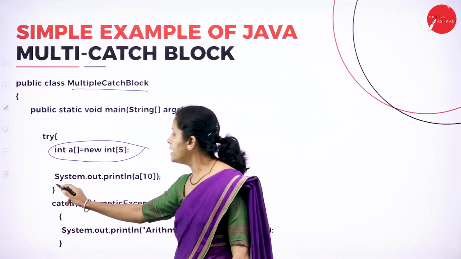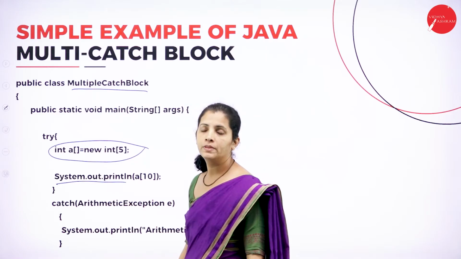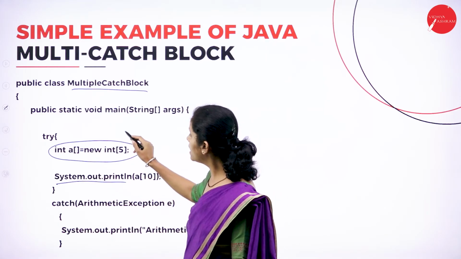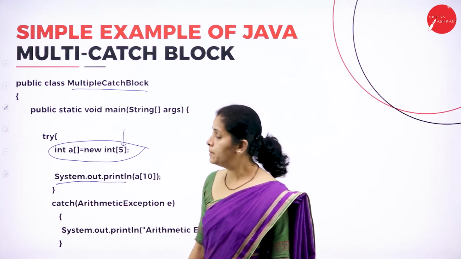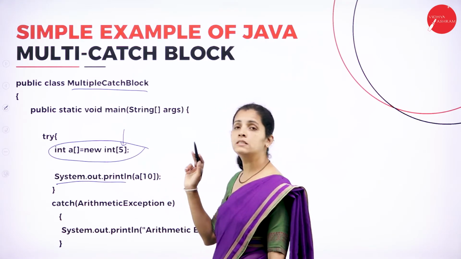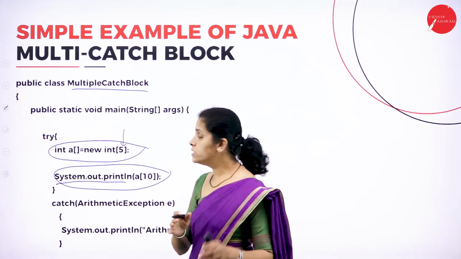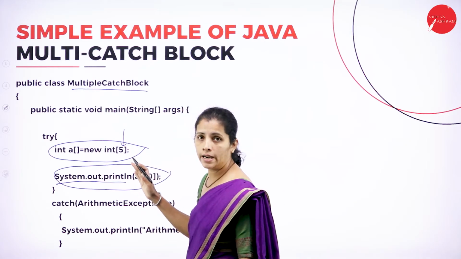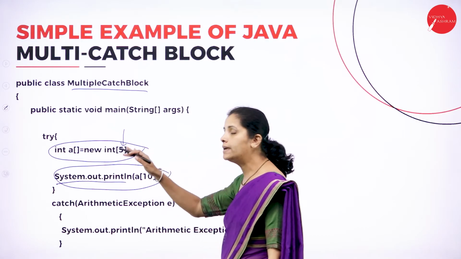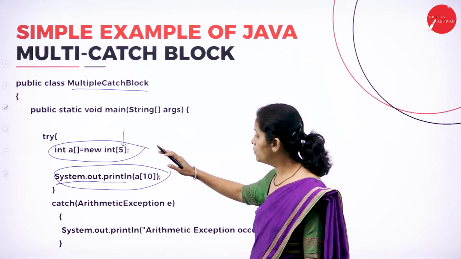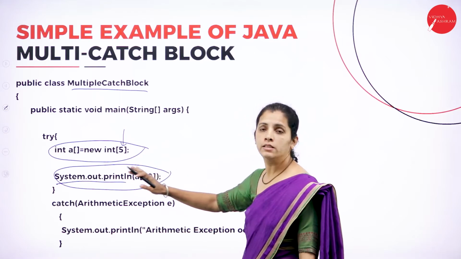Then I try to print the 10th element, but here I'm going to create an array of size 5. But here I'm trying to access the 10th element, so it is going to generate an exception. Now to handle this exception, I'm going to write the code.